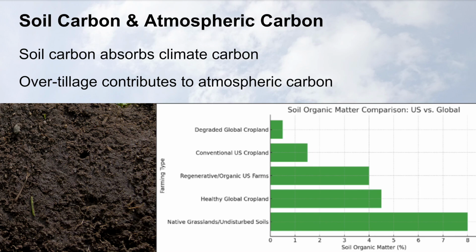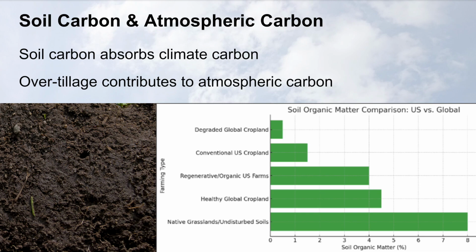Another point worth mentioning is the relationship between soil carbon and atmospheric carbon. Most farmland is deficient in organic matter because of overtillage and overgrazing. Degraded cropland has about 1% organic matter. The average U.S. cropland is about 1.5%. Regenerative farms and healthy cropland are more than double that at about 4% soil organic matter. Native grasslands and undisturbed soils, however, are about 8% or better.